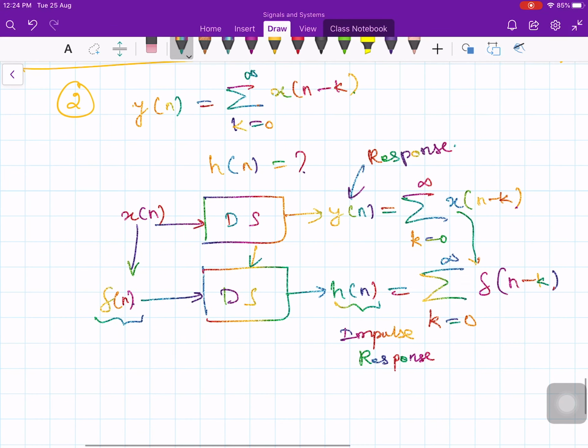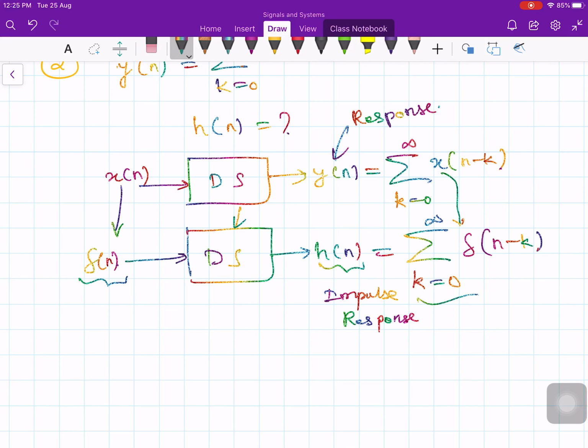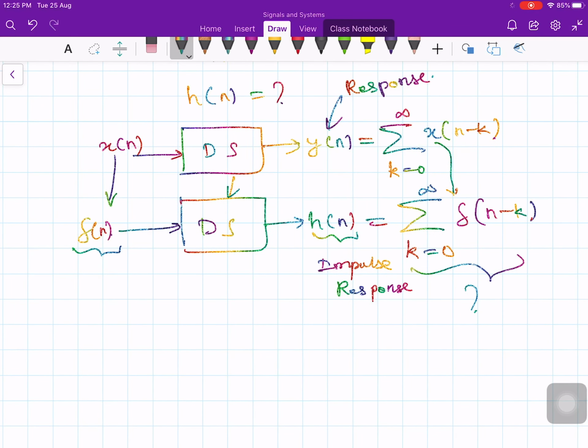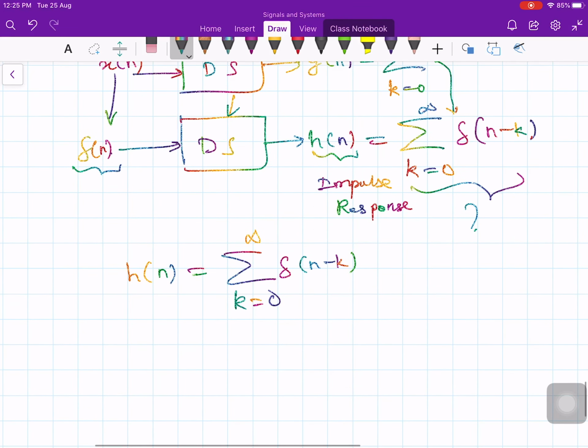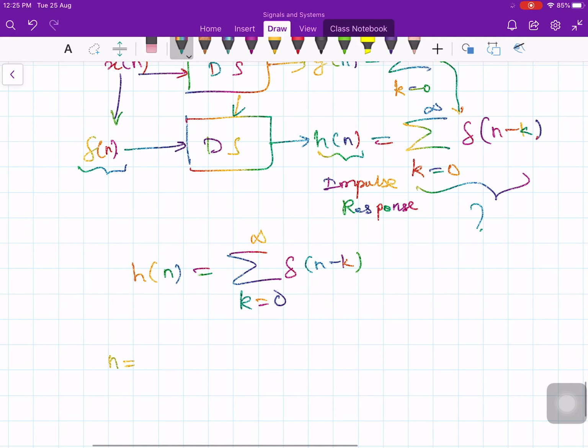Now one can ask the question, what is this signal? It is again precisely u of n, that you can prove actually. h of n is equal to summation where the lower limit is 0 and the upper limit is infinity of del of n minus k. Now I substitute different values. Let's say n is equal to minus 1. So in this case, let us take 2 initially. What happens?